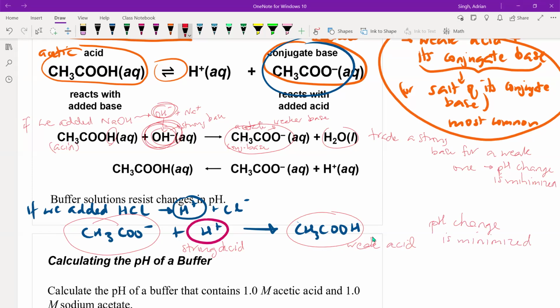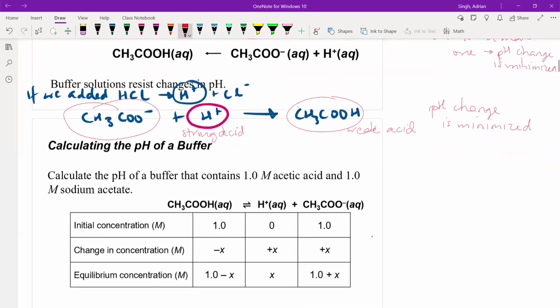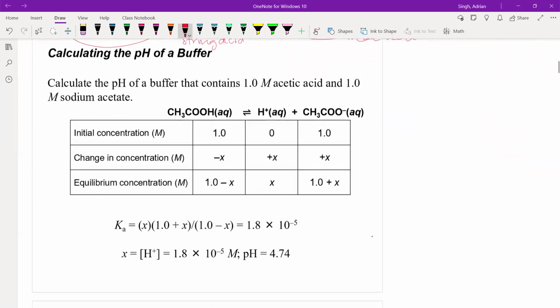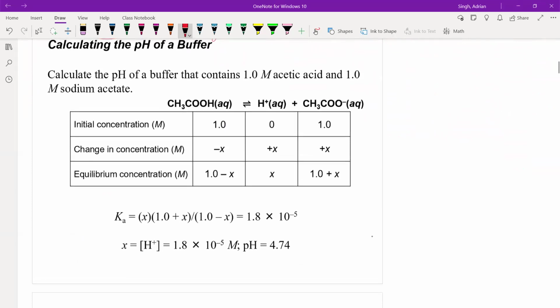That's generally how the different components of the buffer are going to work. The buffer allows us to trade a strong acid that we've added to the solution for a weaker one. Similarly, the buffer allows us to trade a strong base that we've added to the solution for a weaker one. In both cases, the change to the pH is minimized drastically. Let's see how we can calculate the pH of a buffer solution.